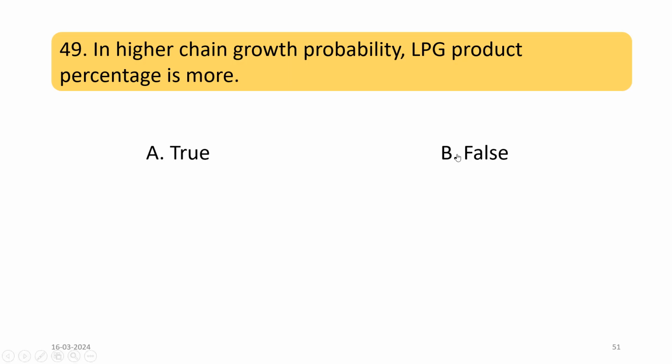So it is false because in the higher chain growth probability region, diesel and wax are formed. But in the lower chain growth probability region, LPG and fuel gas are formed. That is why it is false.